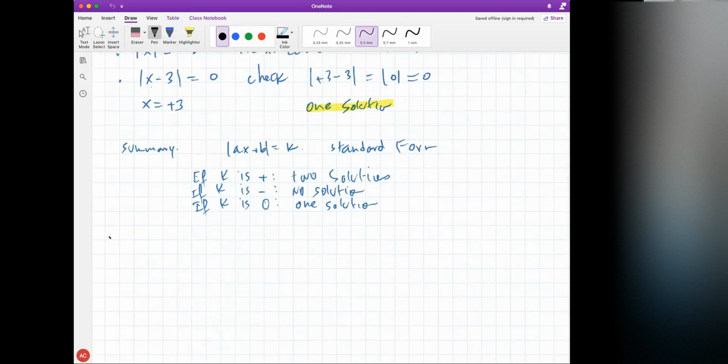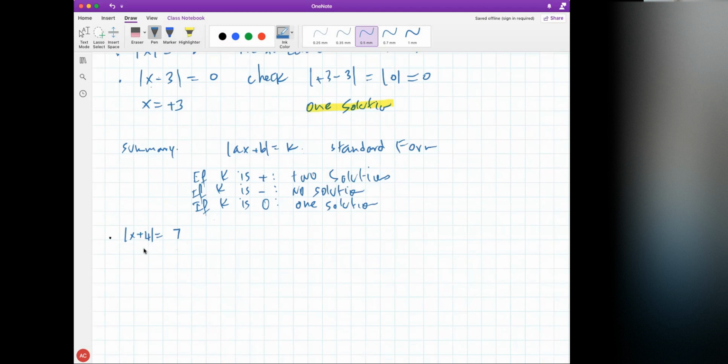The equation again was |x + 4| = 7. Yes, it was 4. Okay. So again, the first thing you do is check k. So since k is positive, this is k. That means we're going to have two solutions. So to have two solutions, we're going to need two equations.